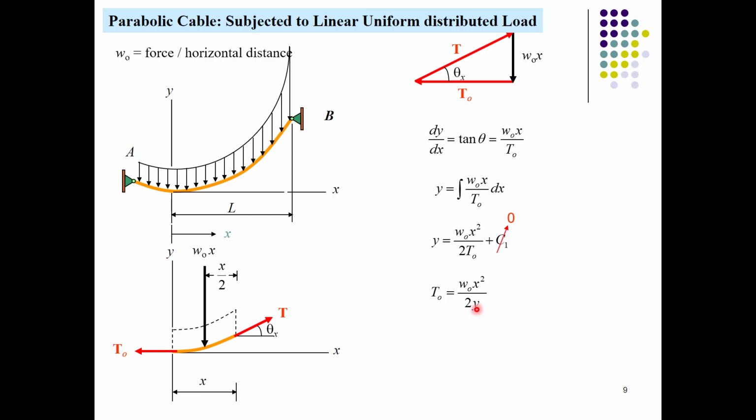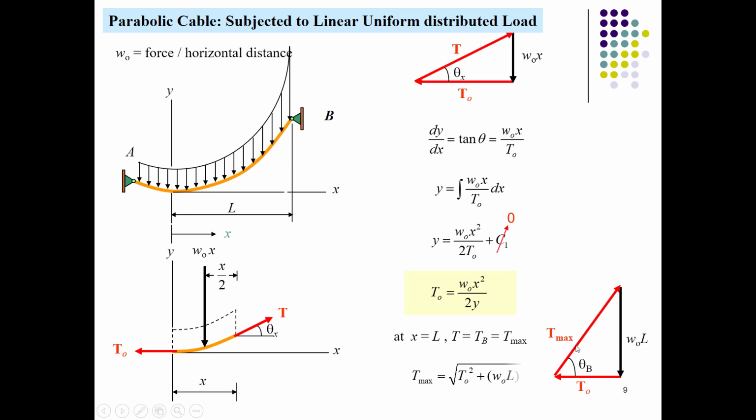So T naught at distance x equals L, or at the extreme support, would be T max. We can say that by transforming this triangle into the section taken at point B, we have W naught L, because x distance equals L. Then the tension equals the maximum value T max, which can be written in its components as the square root of T naught square plus W naught L square.